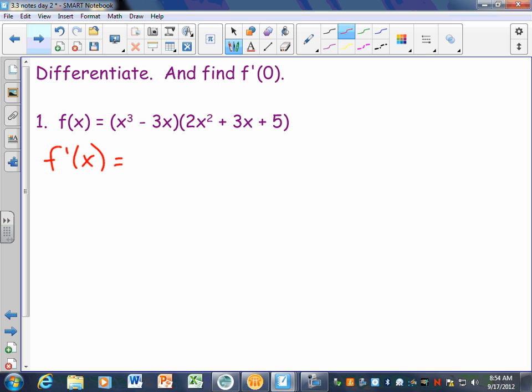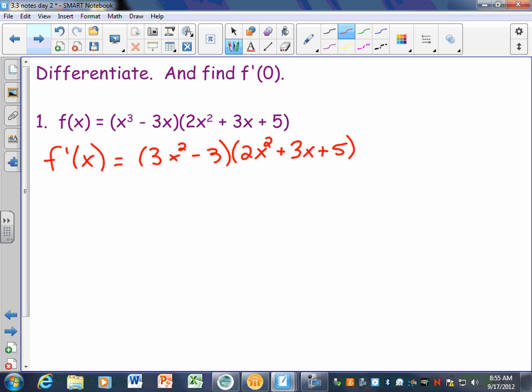So I'm going to take the derivative of the first, which is 3x squared minus 3, times the second, so I'm not changing it at all, 2x squared plus 3x plus 5.